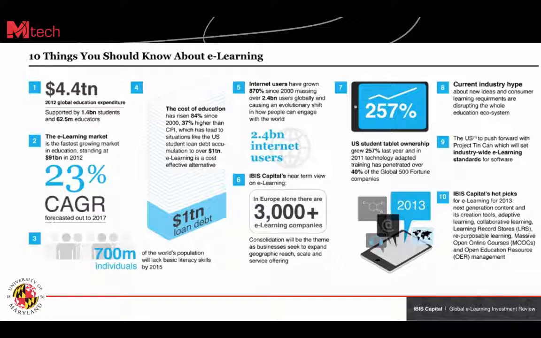I look at item 7: what about the hardware side? What about the ease and availability of tablets? Well, here I see that the US student tablet ownership grew over 250%, and it is rapidly growing beyond that as well.